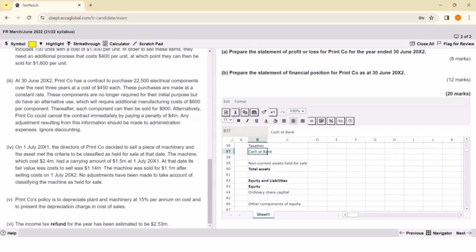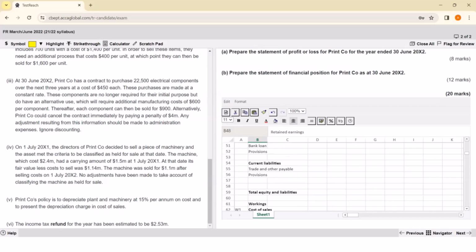And the question, while I was skimming through it, highlighted that there are non-current assets held for sale, so we are going to write them separately. Some items are standardized, some I have picked up from the adjustments. Then in equity and liabilities, ordinary share capital is definitely going to be there. I could not see a share premium. There is other components of equity. Retained earnings are going to be there.